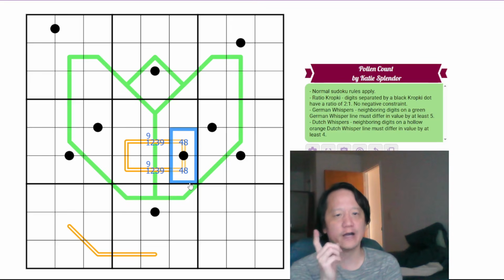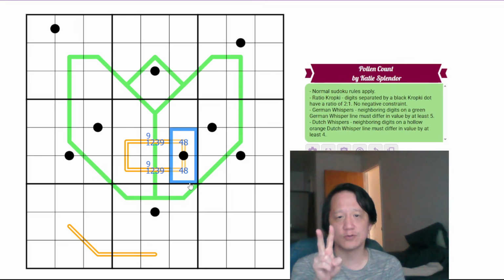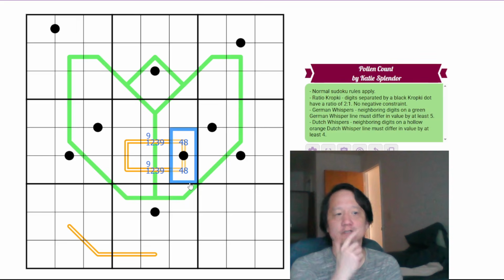And the reason why is, what digits can be next to a low digit, which is 1 through 4? Well, 1 can be next to 6 through 9, 2 can be next to 7 through 9, 3 can be next to 8 or 9, and 4 can only be next to 9, all of which are high digits.